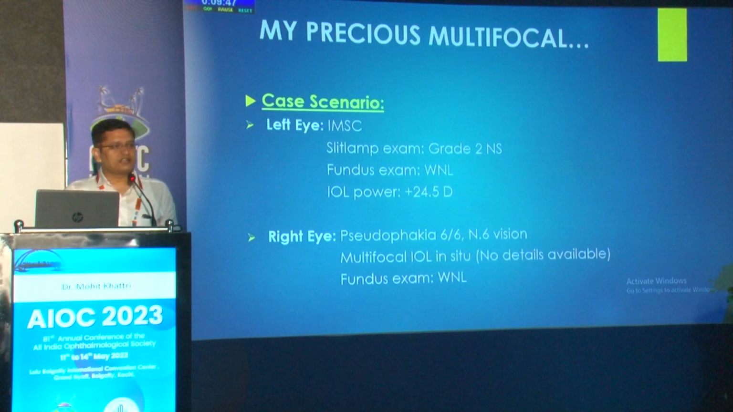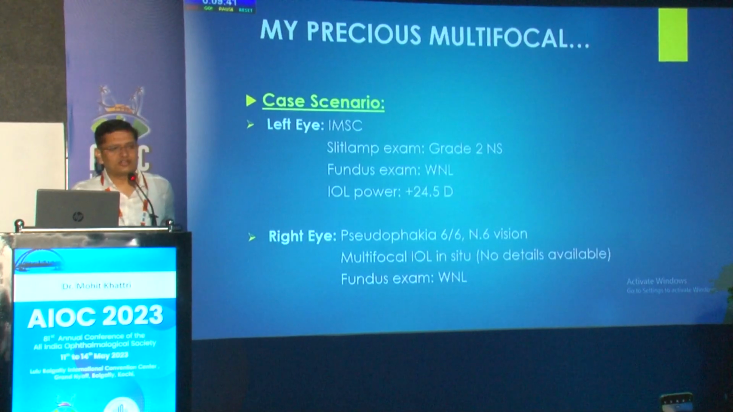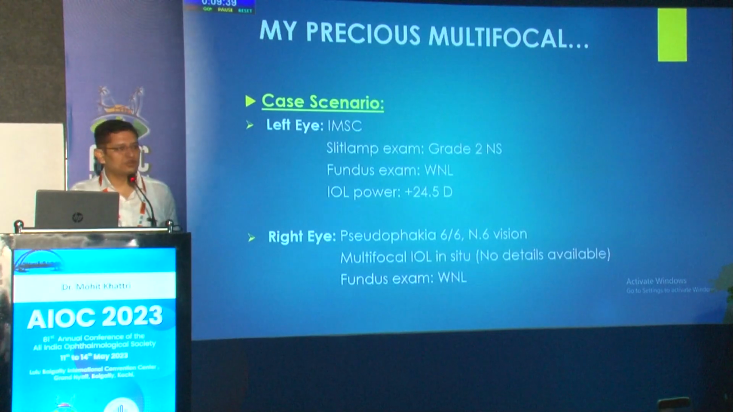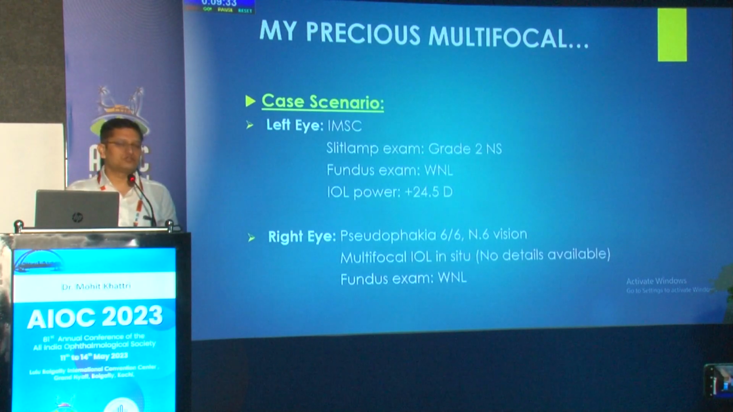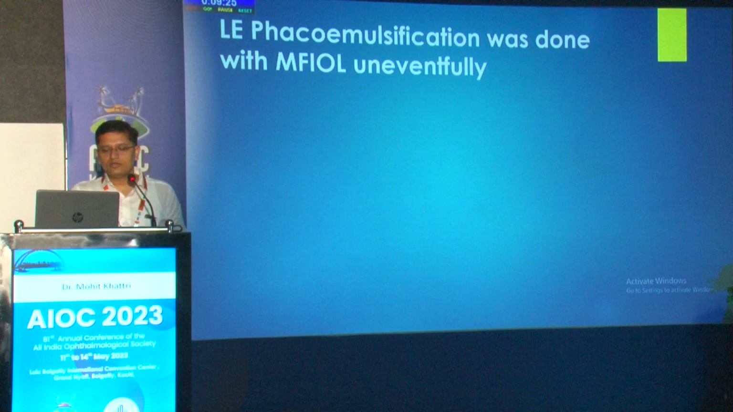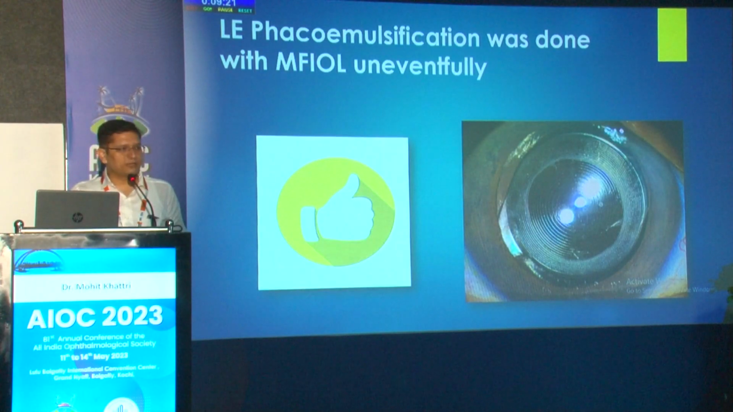It was a straightforward case of a female who came for surgery in the left eye with an immature cataract. The slit lamp examination showed a grade 2 cataract, the fundus was normal, and the IOL power was 24.5. The patient had a great multifocal done elsewhere in the other eye and wanted a similar multifocal here also. All was set and the surgery was done. Great centration, good surgery done. I was happy. At 1 week, nothing was seen.